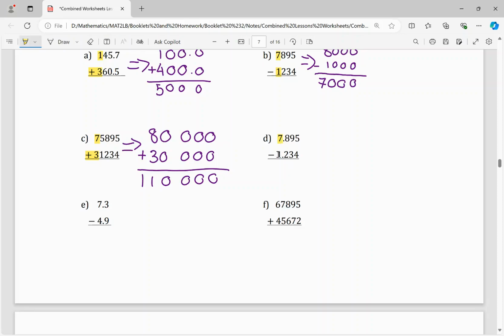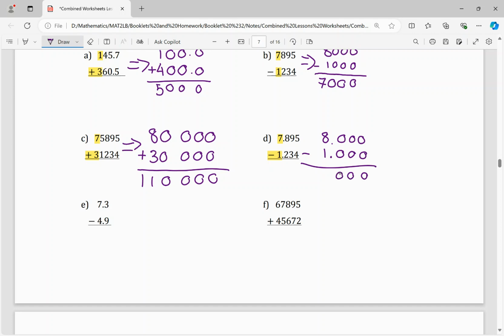Question D, we're rounding the numbers farthest left. So our first number, that 7 is going to round up because of the 8. That's going to become 8,000. Again, you don't have to write those zeros, but you can if you want. And we're subtracting our second number where the 1 is going to round down because of the 2. So that's going to be 1,000.